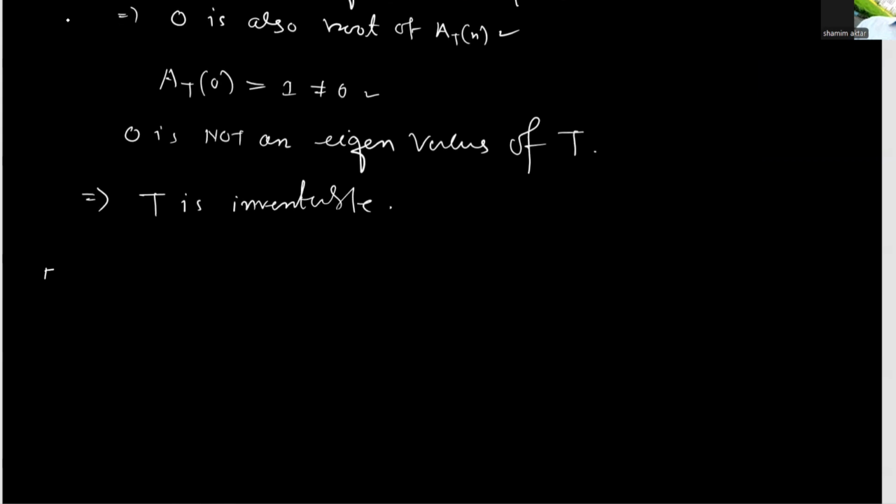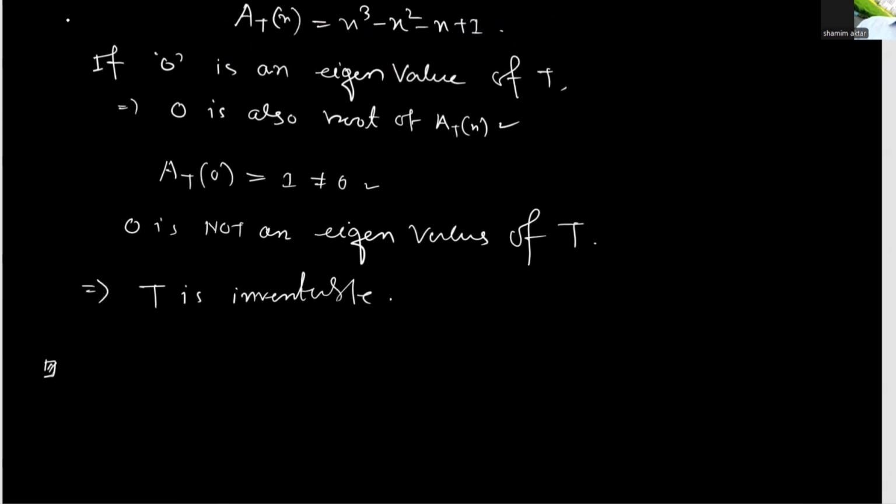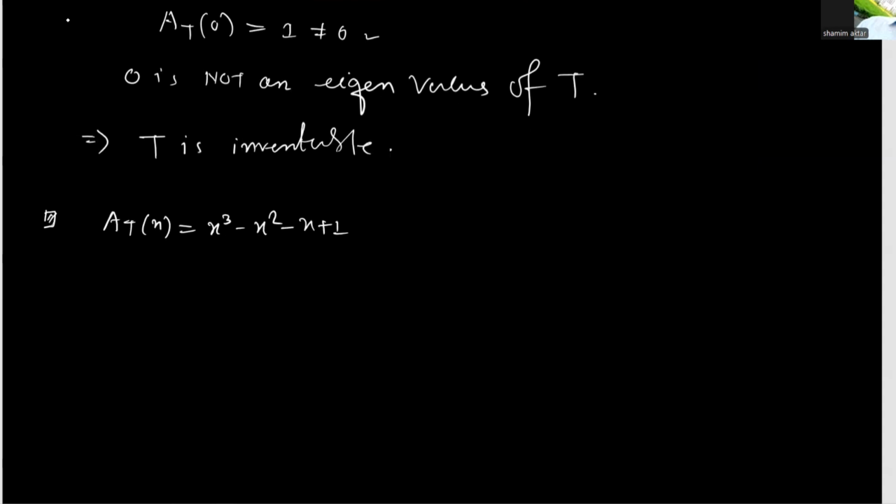So now first of all find the roots of the annihilating polynomial. Here the annihilating polynomial A_T(x) is equal to x cube minus x square minus x plus 1. Here we put 1, then 1 minus 1 minus 1 plus 1 is 0, so 1 is a root.